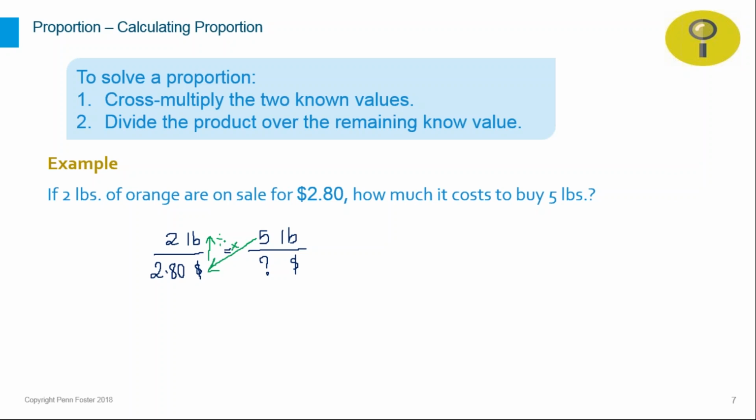Okay, so let's do that and write this out and see how to find the cost for 5 pounds of orange. Multiply, divide. I'm going to have a fraction: 5 times 2.80, and then divide over 2. If you're using a calculator, you want to do it as follows. Punch in 5 times 2.8, and then equals or enter, and then divide over 2 equals or enter, and that will give you the cost in dollars. It will cost you $7 to buy 5 pounds of orange if 2 pounds cost that much.